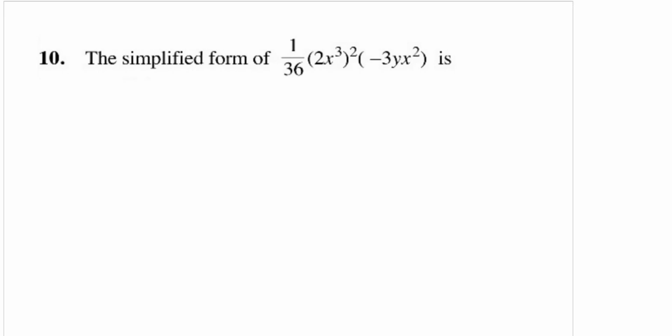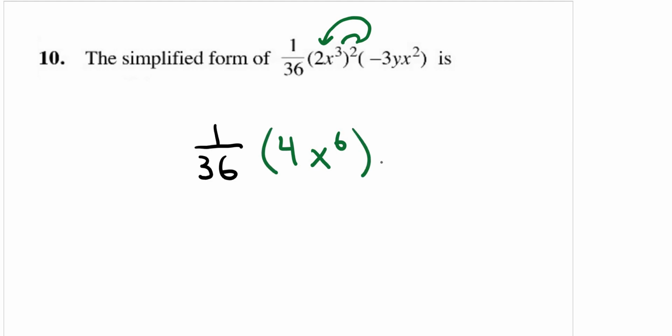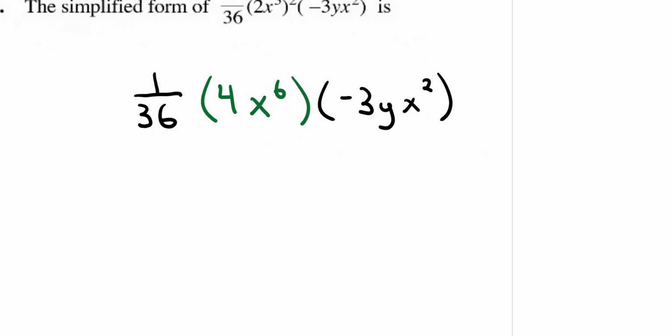The simplified form of this. Okay, great question here. Let's go backwards here. 3 times 2 is going to be 6, so x to the power is 6. And then we have this, 2 to the power 2 is going to be 4. So put that in a bracket there. And then we have the 1 over 36. And then I have a bracket negative 3yx squared, close the bracket. Perfect. Okay, so let's go ahead and see if we can figure out some numbers here.